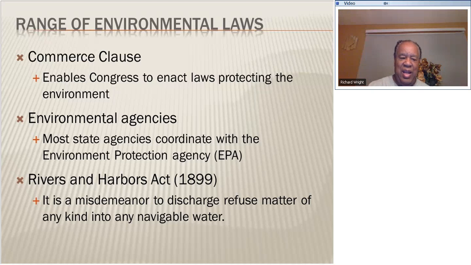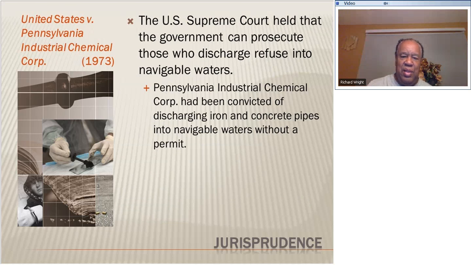In 1899, the Rivers and Harbors Act declared it a misdemeanor to discharge refuse matter into any navigable waters, and the reason for that is because navigable waters meant that it went between the boundaries of multiple states or jurisdictions. So the federal government steps in under Article 1, Section 8 in interstate commerce. The Supreme Court held that the government can prosecute those who discharge refuse in the navigable waters in this case.